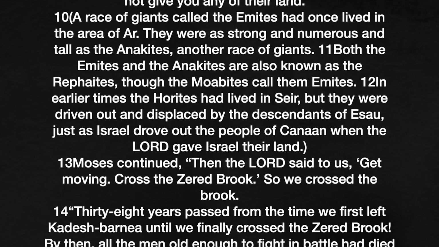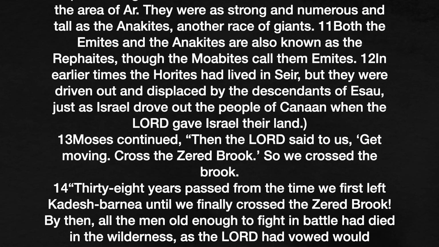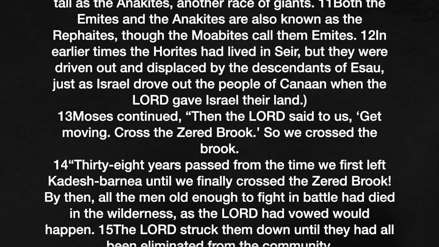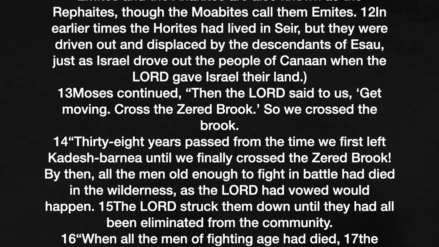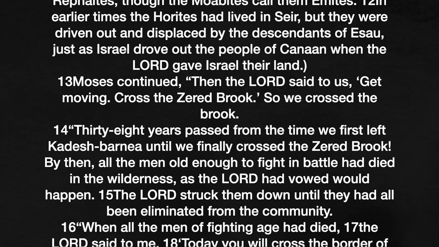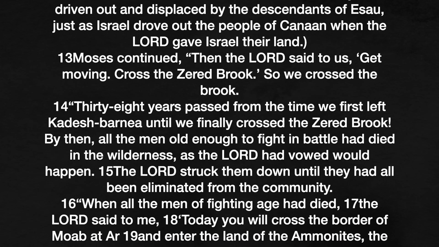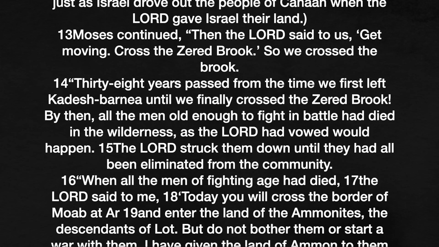Moses continued, "The Lord said to us, 'Get moving, cross the Zered brook.' So we crossed the brook. 38 years passed from when we first left Kadesh Barnea until we finally crossed the Zered brook. By then, all the men old enough to fight in battle had died in the wilderness, as the Lord had vowed would happen. The Lord struck them down until they all had been eliminated from the community.